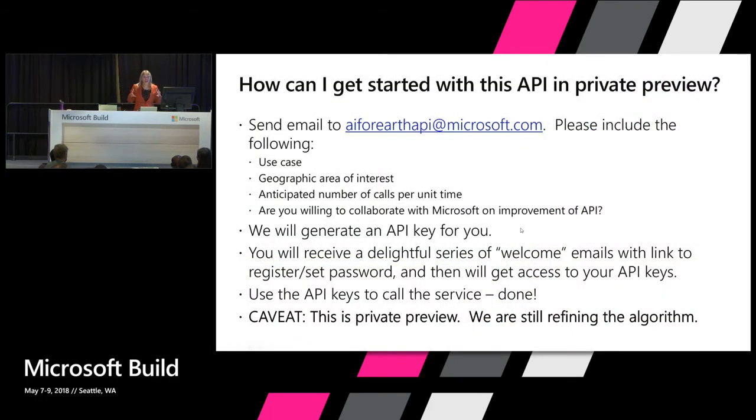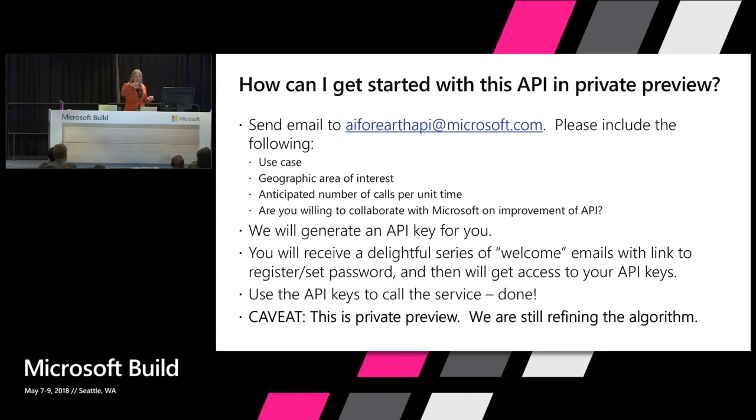All right, so now hopefully you're a little jazzed, right? Yes, it would be cool to work with this. How do you get started? Today we are delighted to announce our private preview of these first set of AI for Earth APIs, which are the land cover mapping ones. There are more coming after this. If you are interested in using the land cover mapping APIs, please send email to us, this AI for Earth API at Microsoft.com. You don't have to spend a ton of time on this, but just tell us a little bit about your use case.